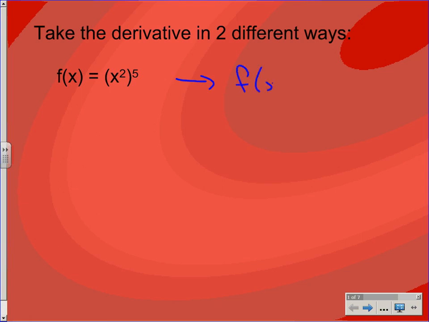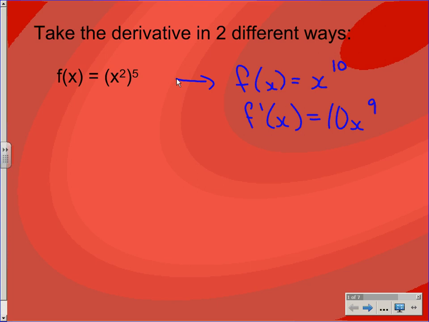Probably the easiest way to do it is to just simplify the expression by multiplying our exponents. And then we would take the derivative and get 10x to the 9. I think that makes sense. That seems like the logical approach to that question.